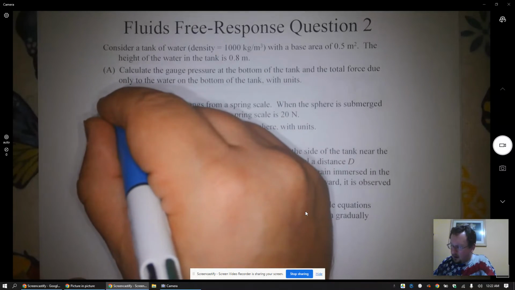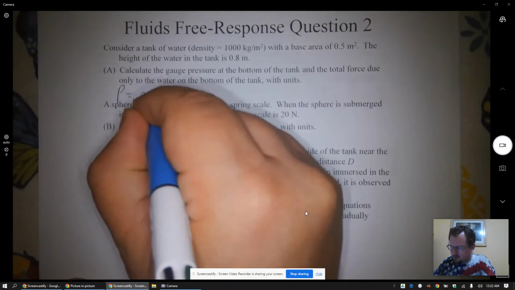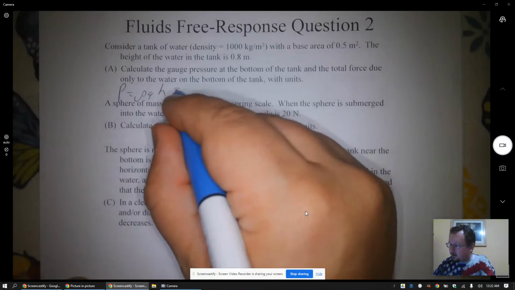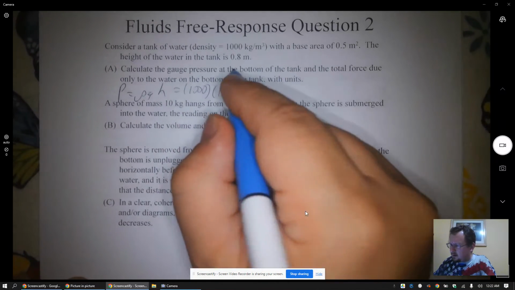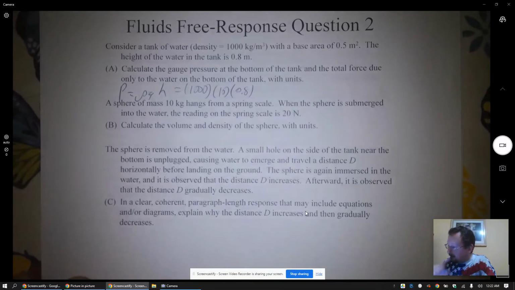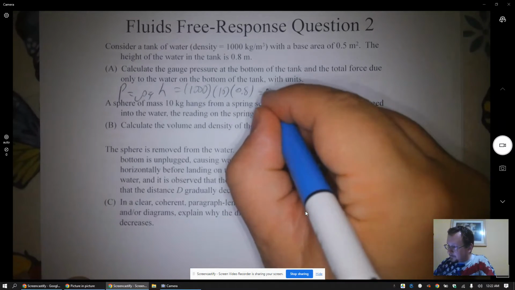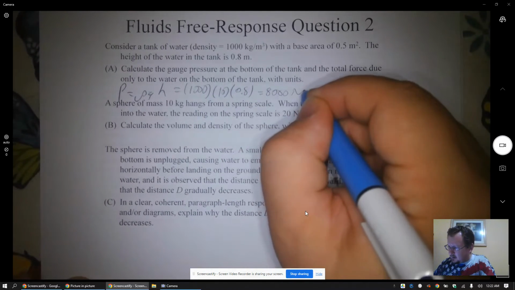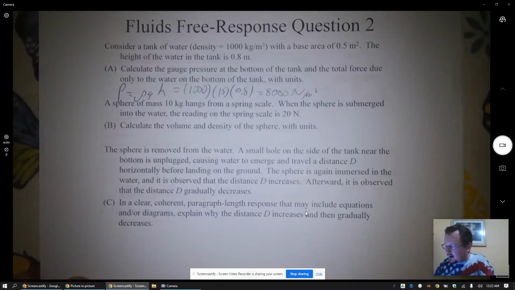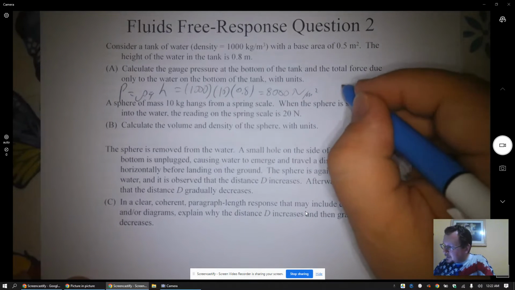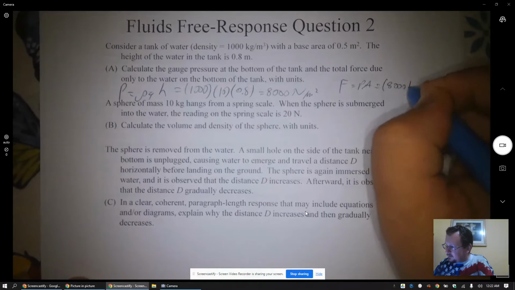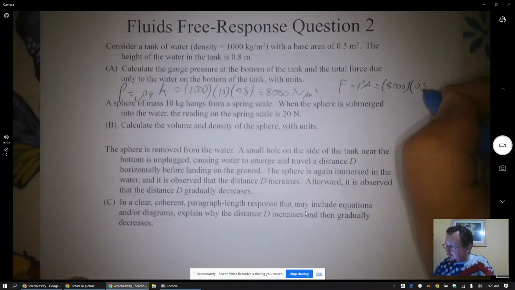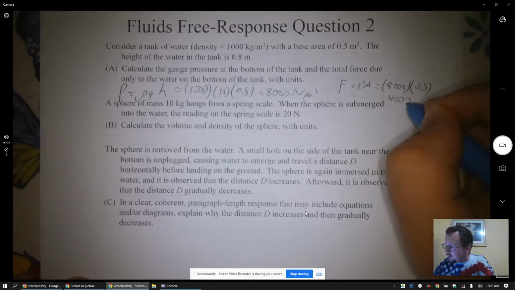Okay, so gauge pressure is density, gravity, height, without atmosphere. So 1,000, gravity, and the height is 0.8. So that's going to be 8,000 newtons per meter squared, which is pascals. And then force equals pressure times area. That'd be 8,000 times the base area, 0.5, so that'd be 4,000 newtons.